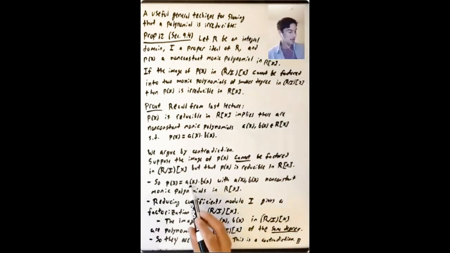So because we had a factorization into non-constant polynomials here, we're also getting a factorization into non-constant polynomials in R mod I bracket x. And they're still monic because if you have 1 as your leading coefficient, you reduce modulo I, and you still have the coset of I containing 1. You have the identity in R mod I.